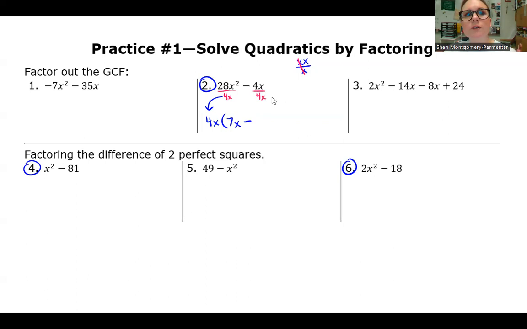What is 4 divided by 4? Actually, it is the same thing over itself. Anything over itself is what? 1. So the 4's match up, the X's match up. So that's just a 1. It's not a nothing. It's a 1. So for GCF, that's it.